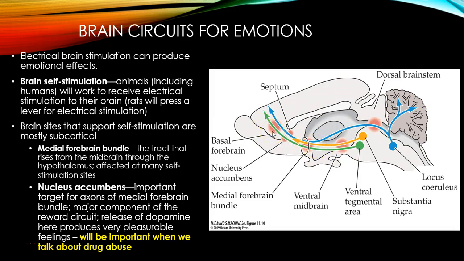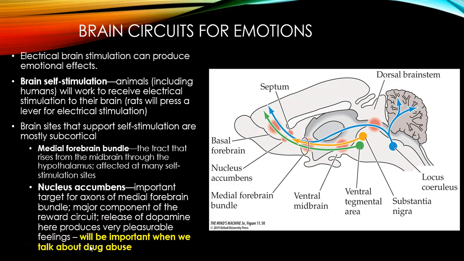Probably the most famous of these and most talked about, particularly in more of an intro class, site for self-stimulation and what we call reward, the reward pathway, is this brain area called the nucleus accumbens. And this is an important target for axons of the medial forebrain bundle. And these axons release dopamine and seem to produce very pleasurable feelings.